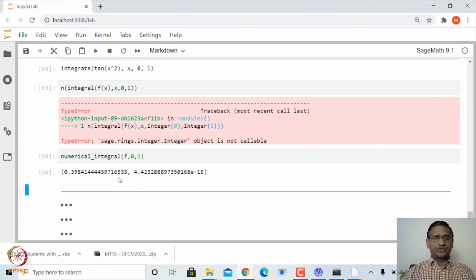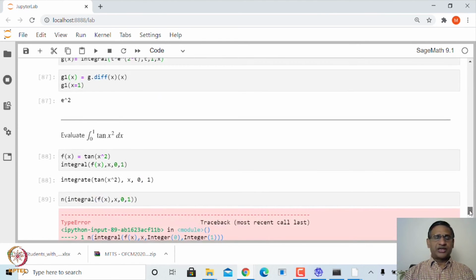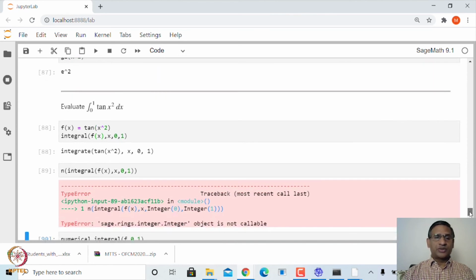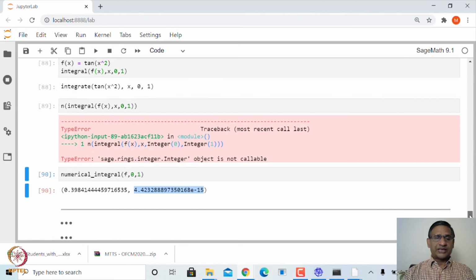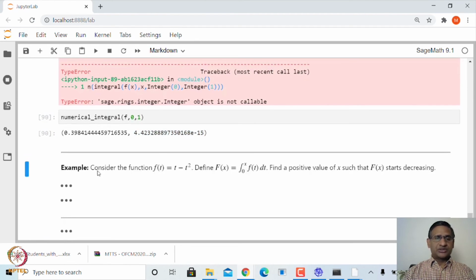So in this case the numerical integral is 0.3984, with an error of the order 10 to the power minus 15, right. Many times, if you have a definite integral, Sage may not be able to find it in closed form, and therefore in that case you need to find the numerical integral, right. Similarly, let us take another example.